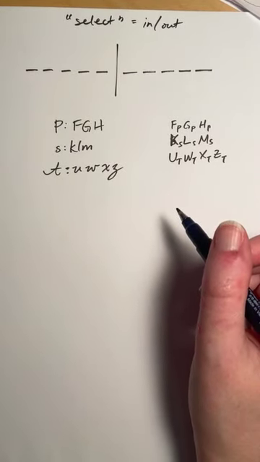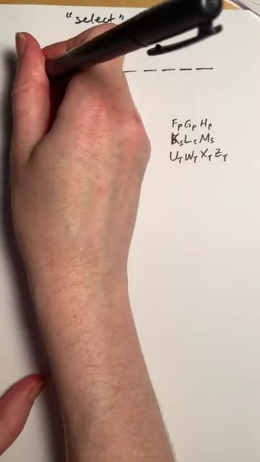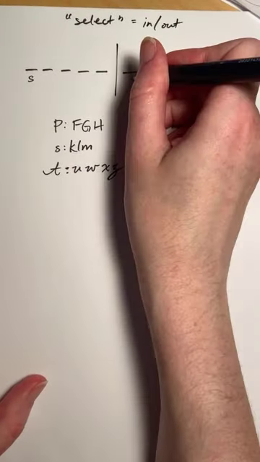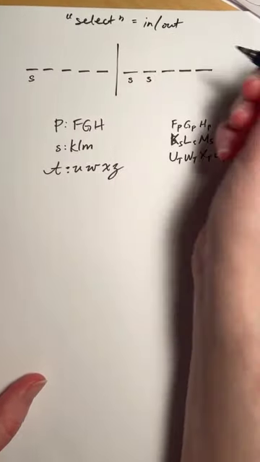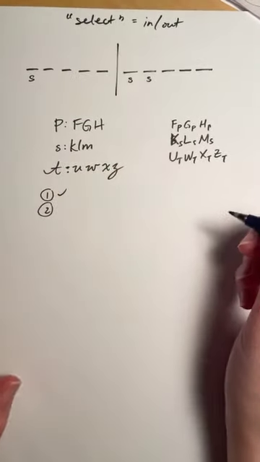Okay, the selection of committee members will meet the following conditions. The committee must include exactly 1 student. Okay, so we're going to have exactly 1 student in. There are 3 total, so that means that we have 2 out. Okay, so that's rule 1.